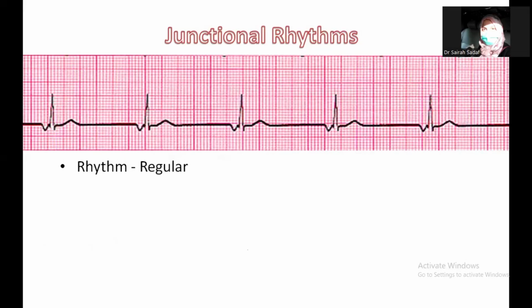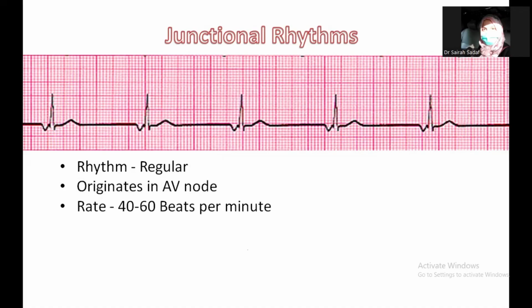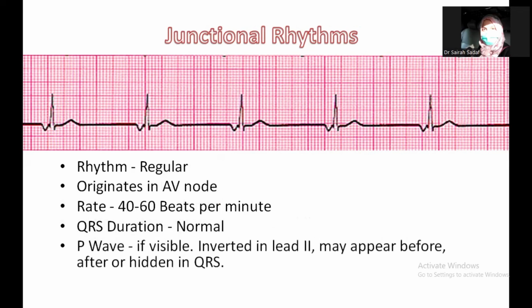Now, junctional rhythm, first of all, is a regular rhythm. It originates in the AV node. We're not talking about an accessory pathway or something like that. We're talking about where it's coming from. Rate is 40 to 60 beats per minute. Normally the QRS duration is normal. The P wave is sometimes not visible. If it is visible, it is inverted in lead 2 and may appear before or after, or be hidden or buried in the QRS complex.